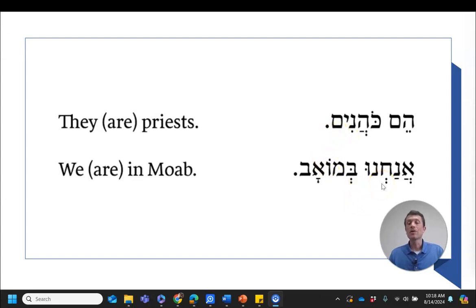Here's an example below. Anachnu b'Moav. You have the pronoun we next to the preposition beit, next to the proper name Moab. So literally this is we in Moab. But again, we need a verb there in English. So we want to supply what's in parentheses there. We are in Moab.